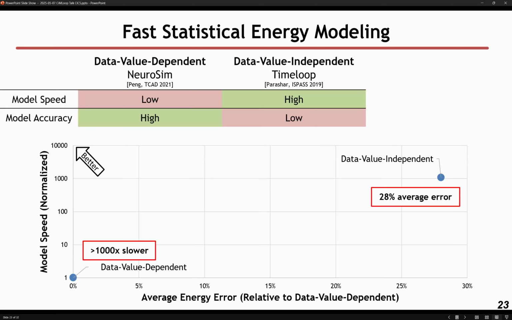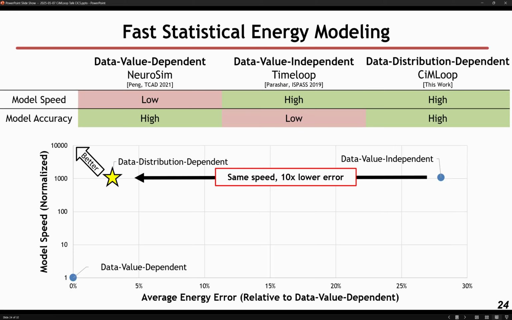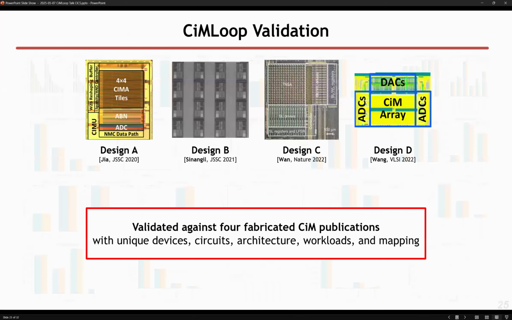Next, if we add CiMLoop to the plot, we're over here on the top left. So we're fast, about 1,000 times faster than NeuroSym, the data value dependent, and we are high accuracy. So we're nearly the same energy error as NeuroSym, and significantly lower error relative to time. So same speed, 10x lower error than data value independent, and similar accuracy, but 1,000 times faster than data value dependent. So this framework is fast and accurate.